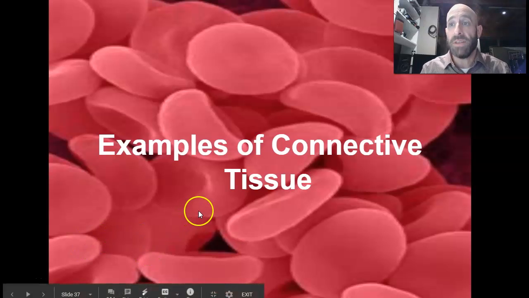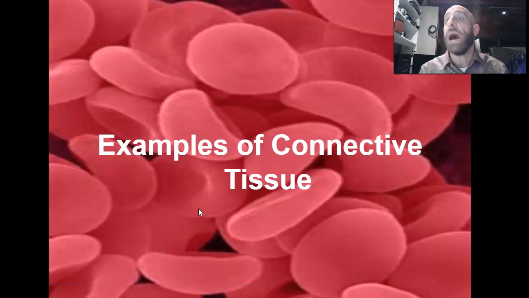So as I said, there's 11 types of connective tissue. And the reason why there's so many different types is because there's a lot of different jobs of connective tissue. Epithelial tissue was all very similar to each other. Connective, not so much. So let's get started.